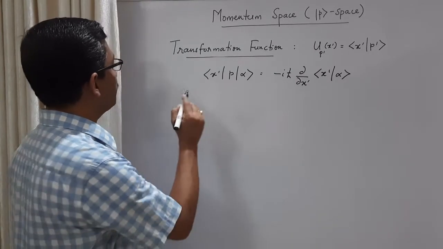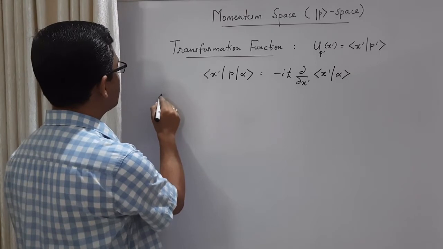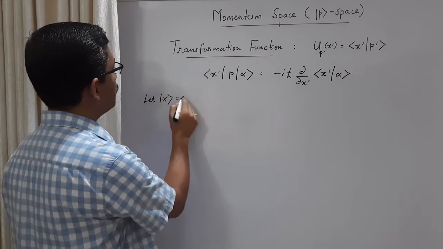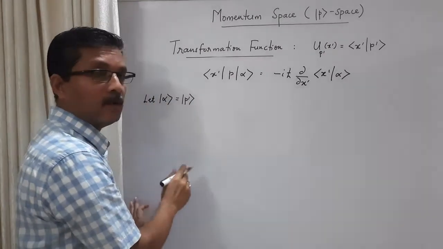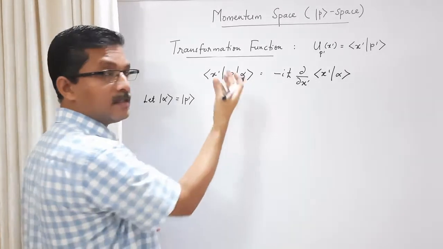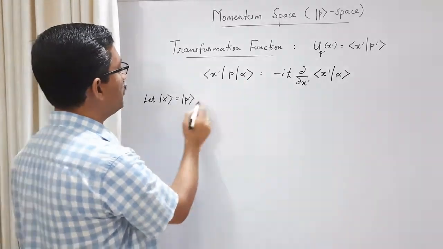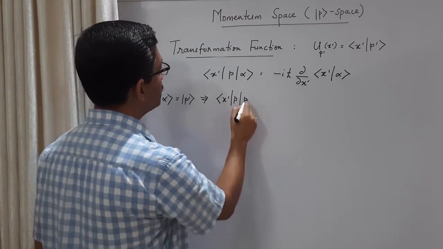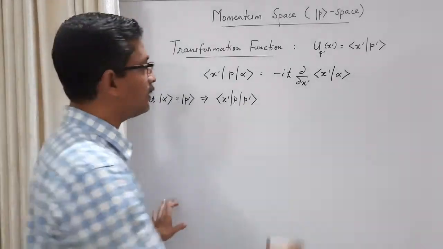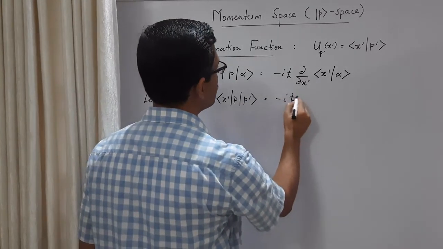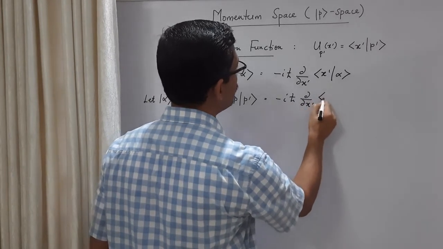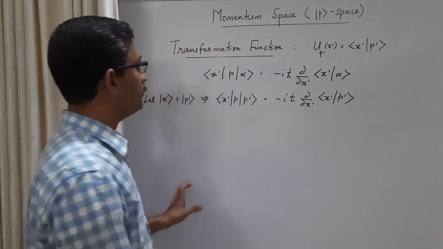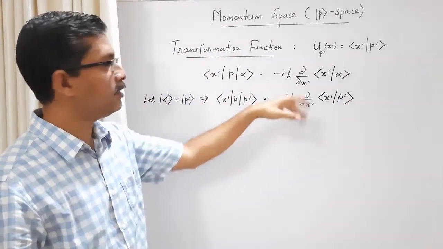Now what we do is replace this general ket, which can be any ket. So let ket alpha be equal to ket p prime, the momentum eigenket. This equation then becomes bra vector x prime, momentum operator, ket p prime, the momentum eigenket, equal to minus i h cross dou by dou x prime. On the right-hand side also, instead of ket alpha, let me substitute ket p prime, the momentum eigenket.